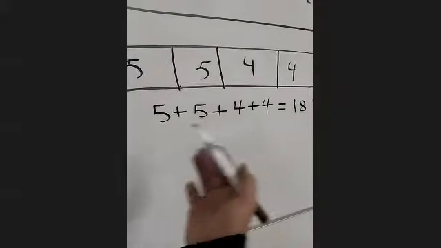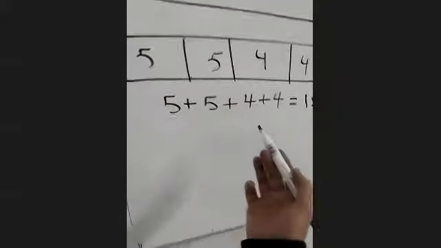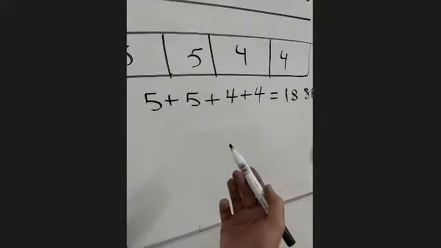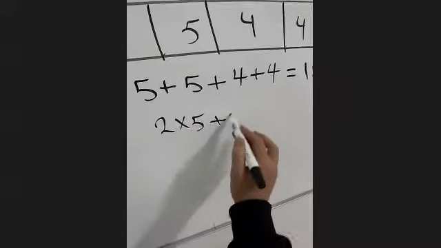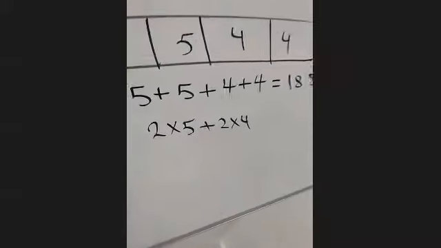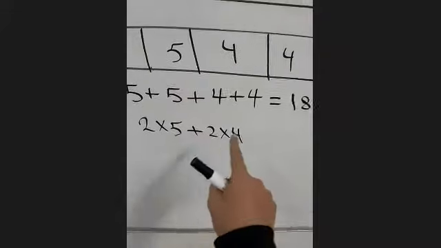Who can tell me the second way of multiplying? Jalal, yalla, what's the second way? 2 by 5 plus 2 by 4. Excellent.